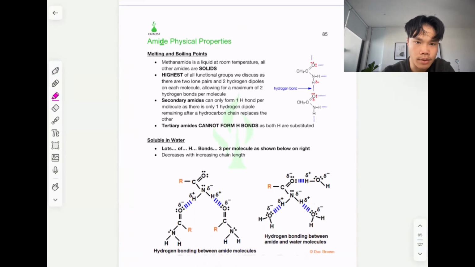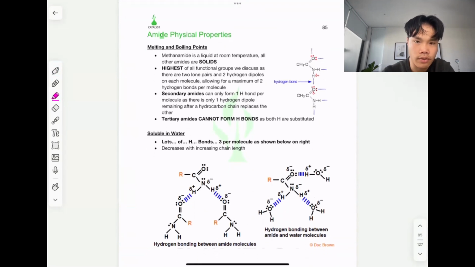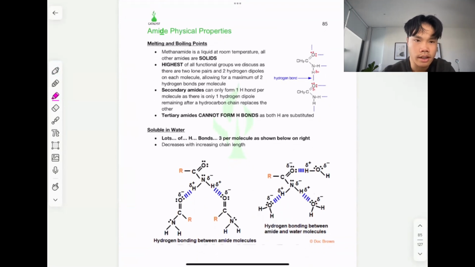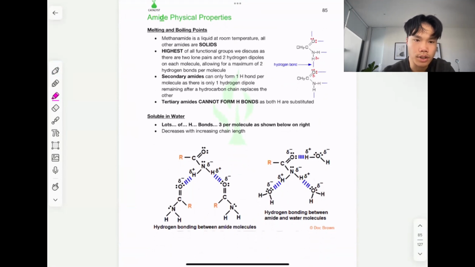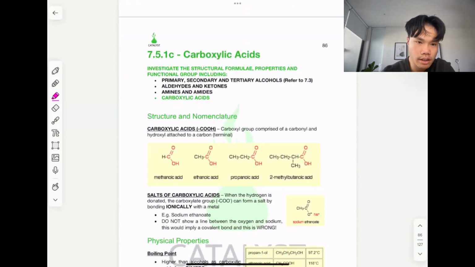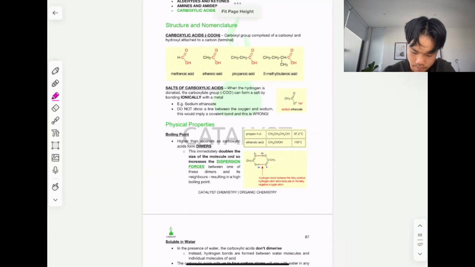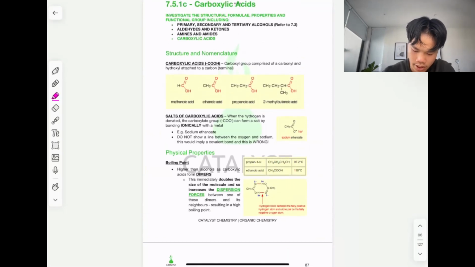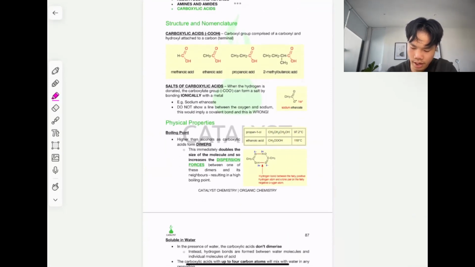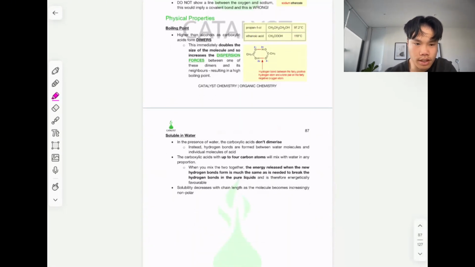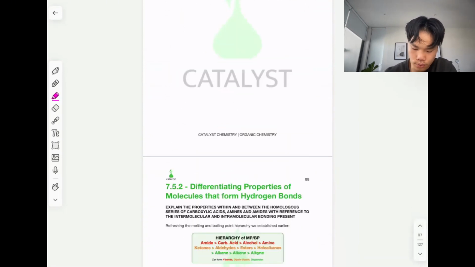Amides always form hydrogen bonds because they have lots of bonding sites. Even in a tertiary amide, you can still form hydrogen bonding. Carboxylic acids, be able to draw the dimer diagram, describe hydrogen bonds and the increased dispersion force or increased strength of hydrogen bonding, and they are very soluble too.